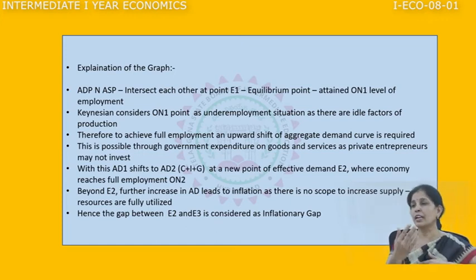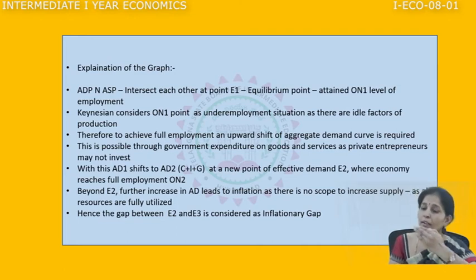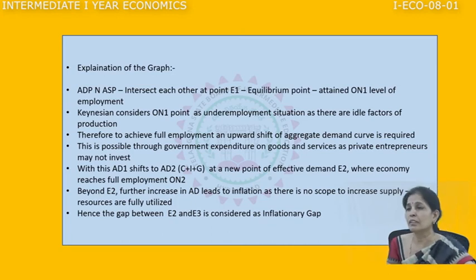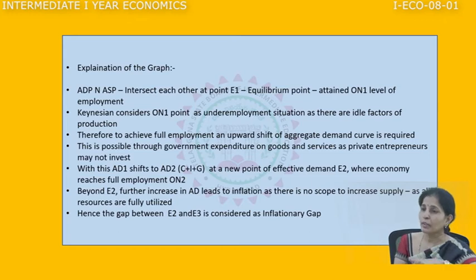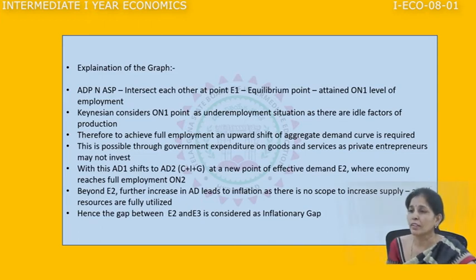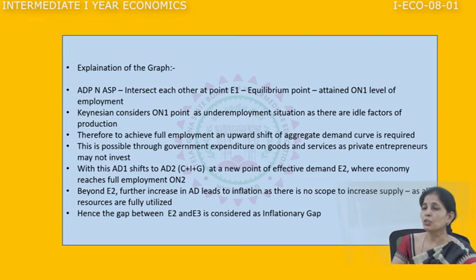The shift in the aggregate demand curve is possible only when the government spends money on goods and services which are not invested by the private entrepreneurs. So thereby, you have a shift in the demand curve, that is a new demand curve. E2 is a new effective demand or equilibrium point, and the economy reaches equilibrium at ON2. Beyond E2, if the demand is increasing, there is no increase in supply, so that leads to inflation. Thereby, the gap between E2 and E3 is considered an inflationary gap.